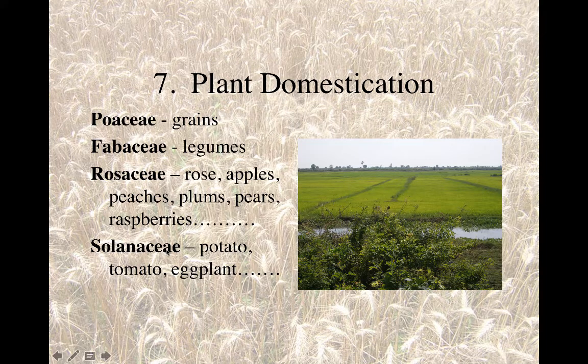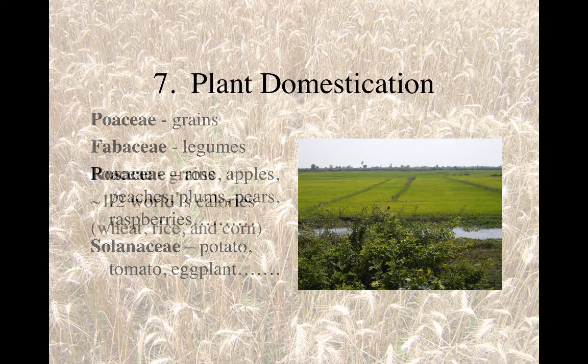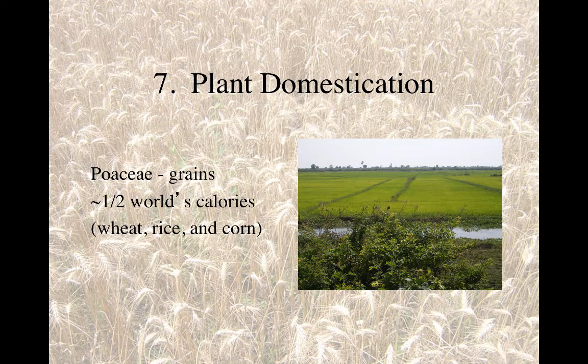The Solanaceae is one of my favorite families. It's got the good, the bad, the ugly. It's good. It's got yummy things like potatoes, tomatoes, eggplants, peppers, all those kinds of things. But it also has a lot of nasty things in it too, like the deadly nightshades, and we'll talk about those later on. In the Poaceae, half of the world's calories are in this group. They're the grains. These are actually little fruits that have one seed in them. And they include things like wheat, rice, corn, oats, barley, all that kind of stuff.